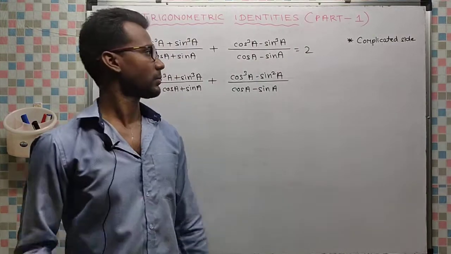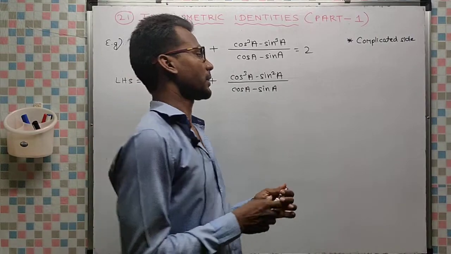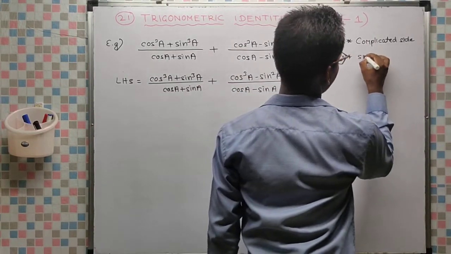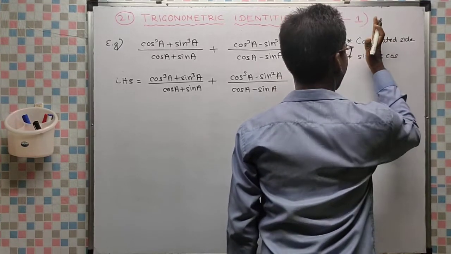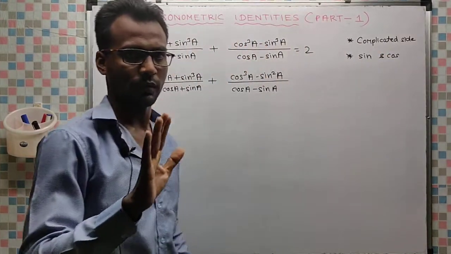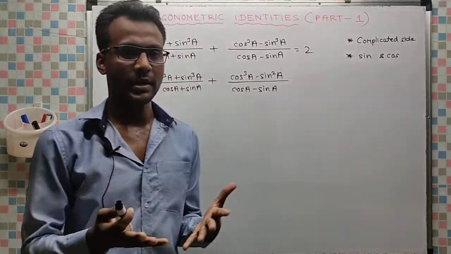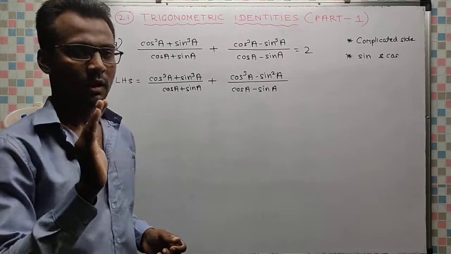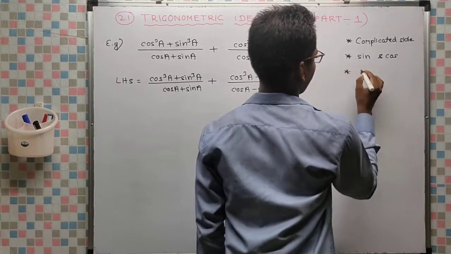The first trick that I gave was to start from the complicated side. The second trick that I gave was to convert everything to sine and cos. Not always, but in most cases, when you don't get any idea, convert everything to sine and cos because they are the simplest trigonometric ratios. Now I am going to give the third trick.